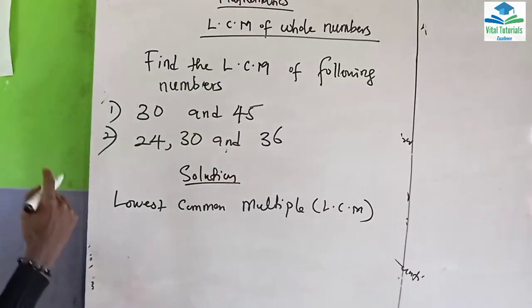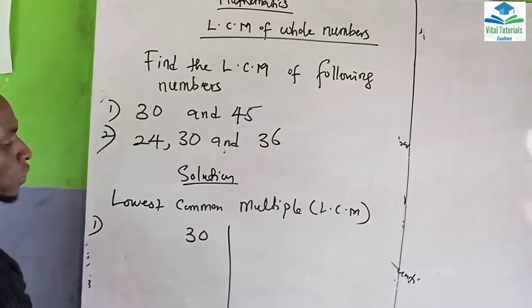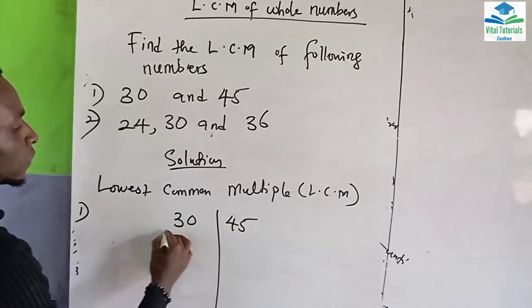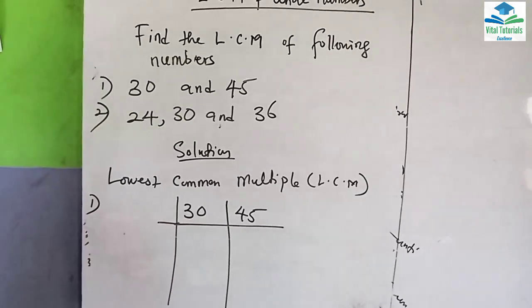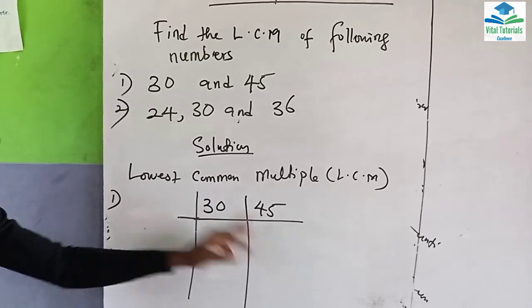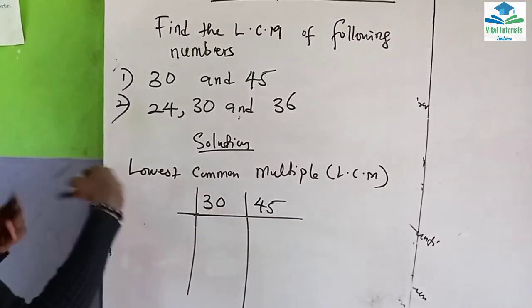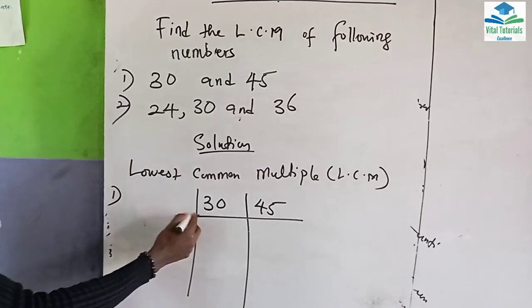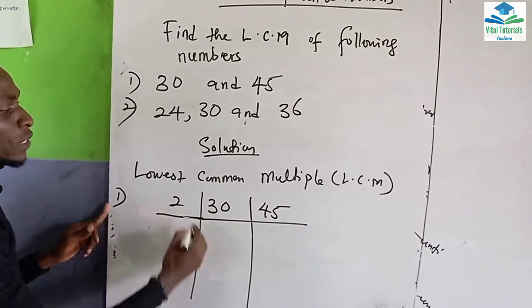Now, to do this, there's a way to do it. You put your 30 here, you put 45 here. First thing you do, you look for a smaller number that can divide any of these. It doesn't have to divide the two. If the number can go here, it's fine. If it can go here, it's fine. Now start from the smallest number. The smallest number that can go into any of these is 2, because 2 can go here.